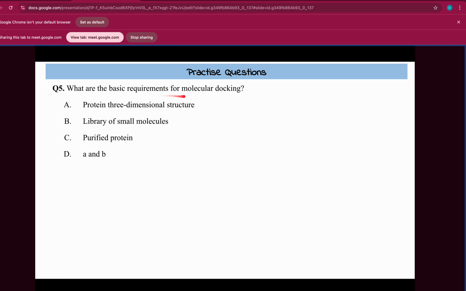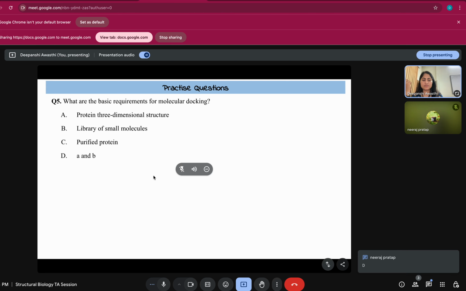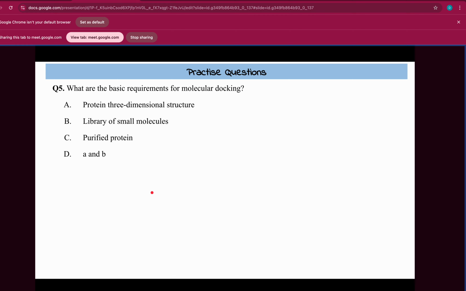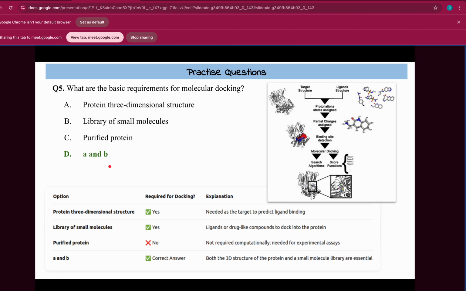Now the next question is, what are the basic requirements for molecular docking? Option A protein 3-dimensional structure, option B library of small molecules, option C purified protein, and option D is A and B. Okay, so you are saying option D. Yeah, so the right answer is option D, because for molecular docking we require the protein 3-dimensional structure as well as a library of small molecules, so that we can perform docking among them and find the better binding affinities. There is no need of purified protein because these are in silico methods. So yeah, option D is right.